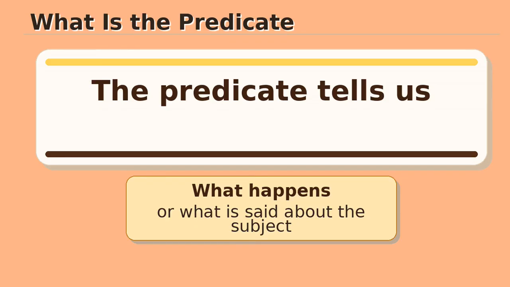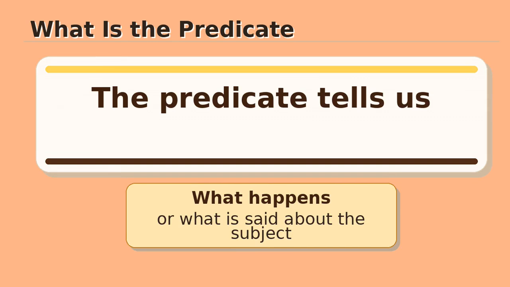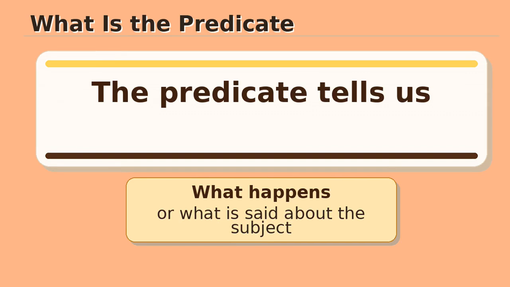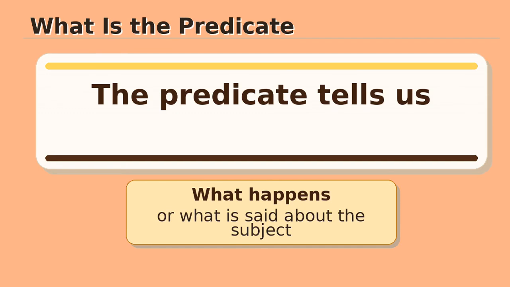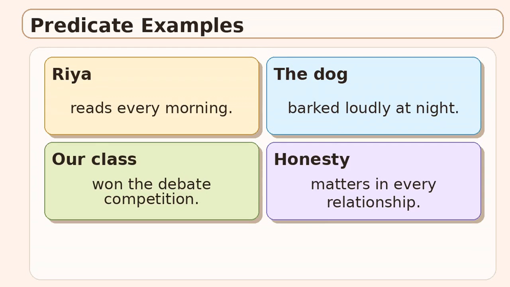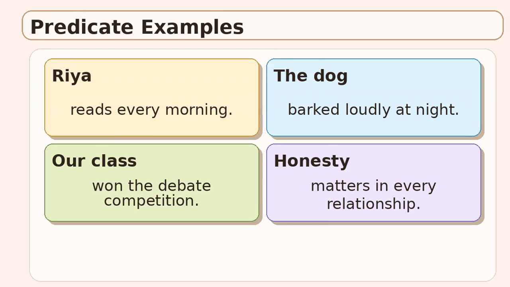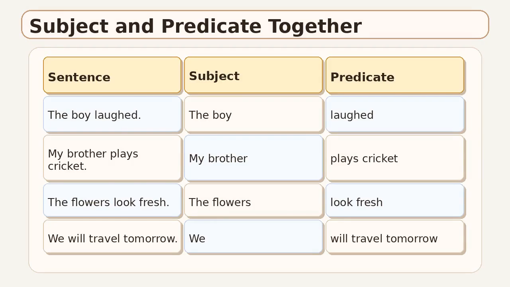The predicate is everything that tells us something about the subject. It includes the verb and often includes the object, complement, or other details connected to the action or state. In these examples, the subject stays on one side, and the remaining part becomes the predicate. This table helps you compare the two parts directly. The left side shows the subject, and the right side shows the predicate.